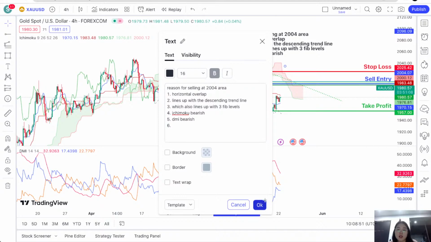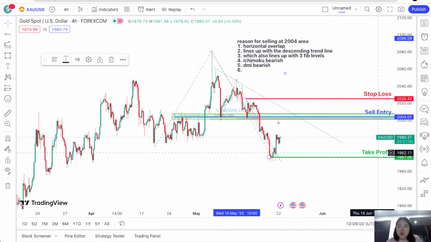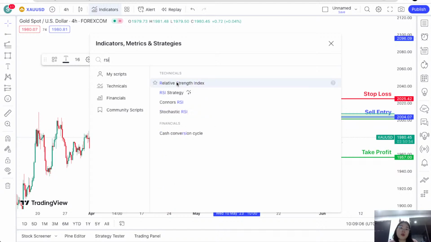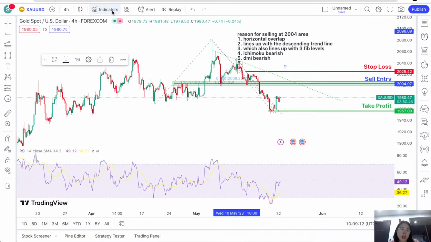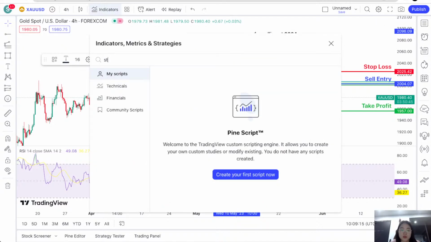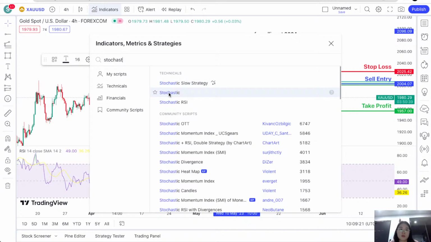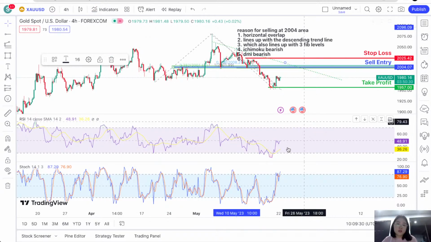Reason 6, I'll come back to in a bit. I'm going to get rid of the Ichimoku. Then this is where things get tricky. Everything's pointing to a sell, and then I pull out the RSI and the stochastics. And this is what I see that I don't like.